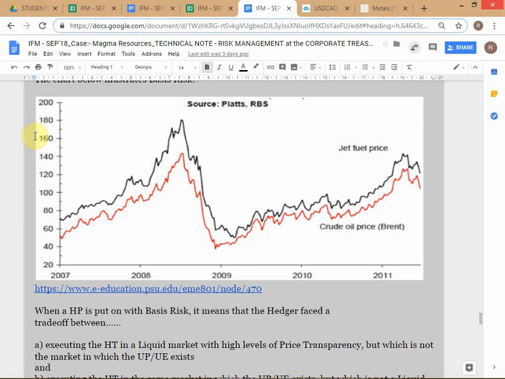Because their earnings projection will go down, because their margins will fall, because we are assuming that they can't pass on any of the cost increases. So they have to absorb the cost increase. So the margins will fall. So the profits will fall. So the stock price will fall. Okay. So it is bad for the airline in that sense.